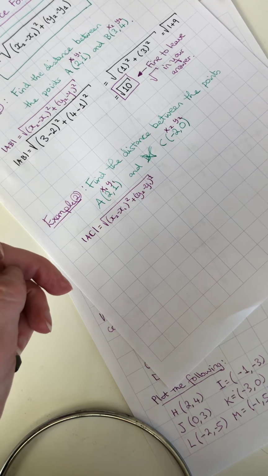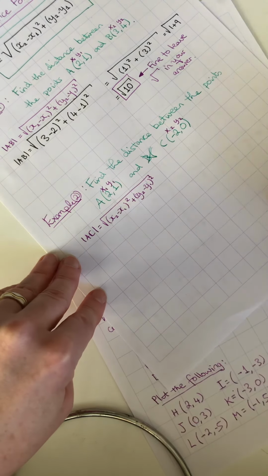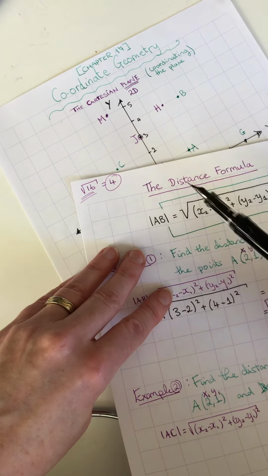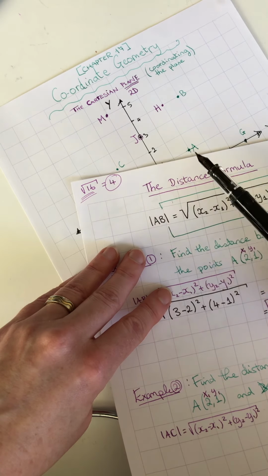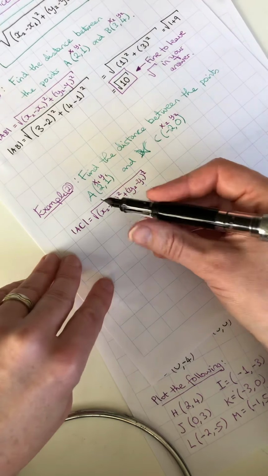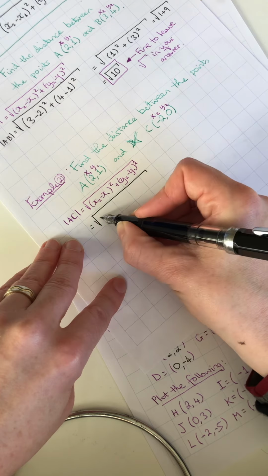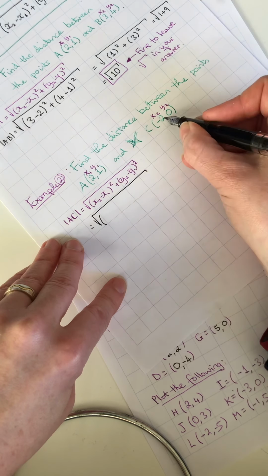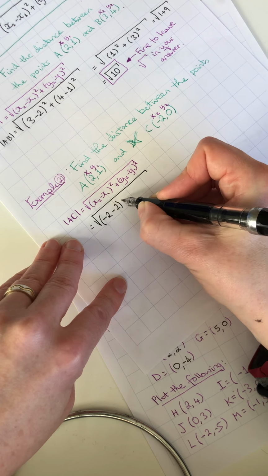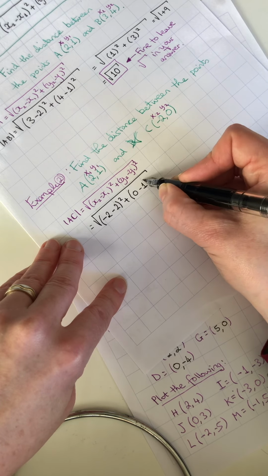You know, it doesn't matter which one you decide is the first point and which one you decide is the second point, because the distance between A and C is always going to be the same as the distance between C and A. Distance doesn't care about what direction you go in. Right, so filling into my formula, I get the square root of x2, so it's always the second one first, minus 2, all squared, plus y2, 0 minus 1, all squared.